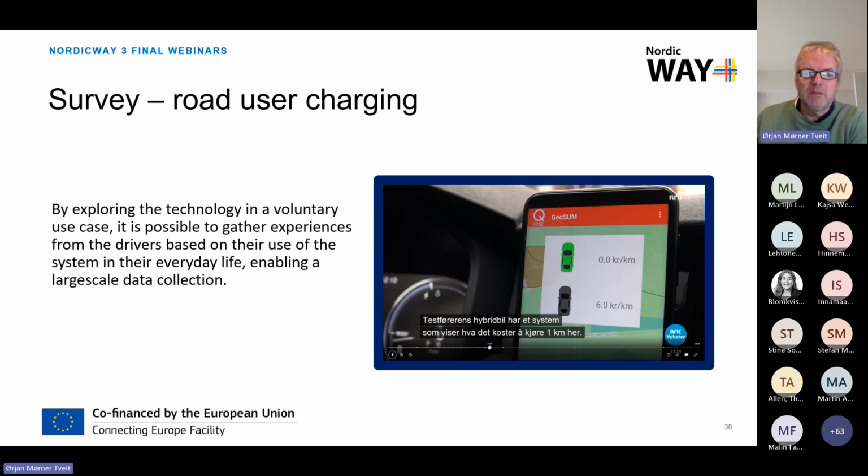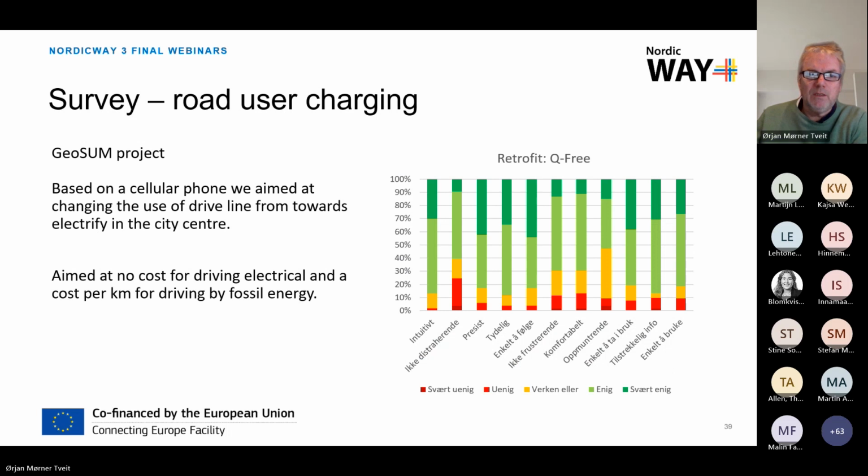By exploring the technology in a voluntary use case, it's possible to gather experience from the drivers based on the use of the system in everyday life, making it a large-scale data collection, so that people have actually tried how the technology could work if it was installed. That's a much better starting point than asking about how they perceive new CTS solutions. Quite naturally, a lot of the drivers were very positive to this sort of road user charging because they could avoid it.